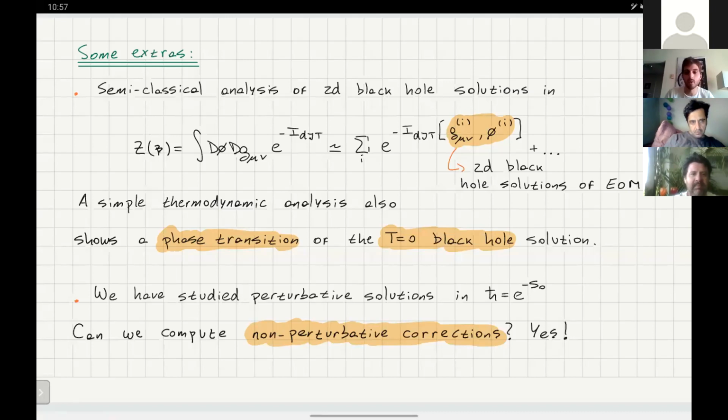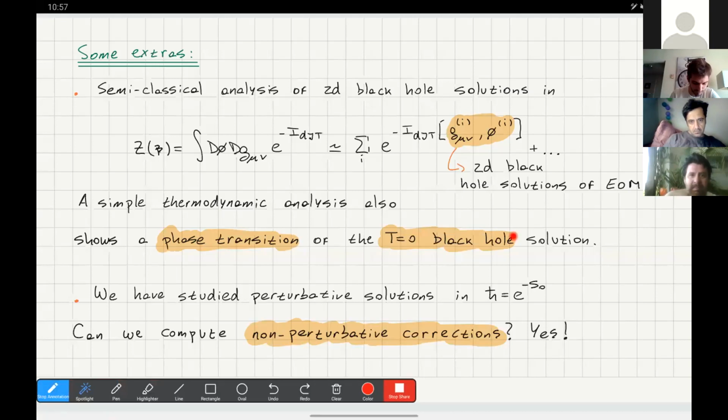Yes, yes. So let me try to answer that. I have a slide about that. One thing you can try to do is consider the same partition function, okay, and try to solve it using the semi-classical approximation, right? So what you do is, you evaluate the exponential of the action on shell on the 2D black hole solutions, okay?